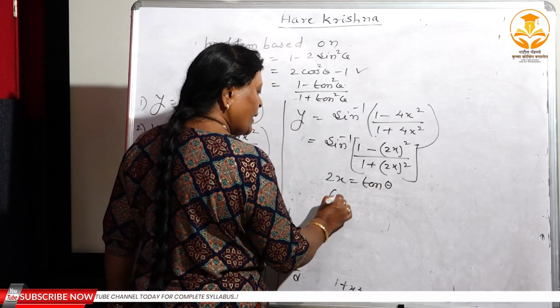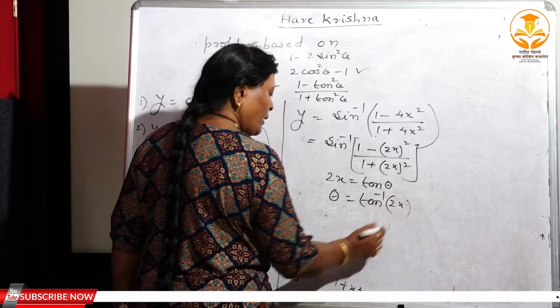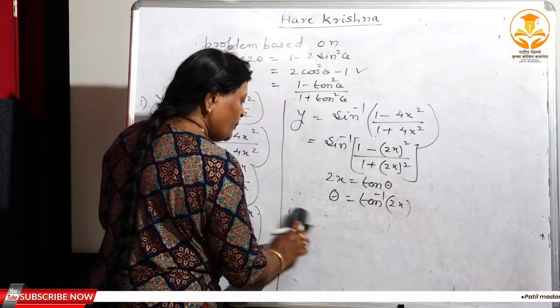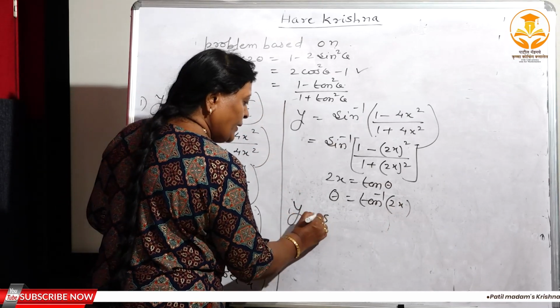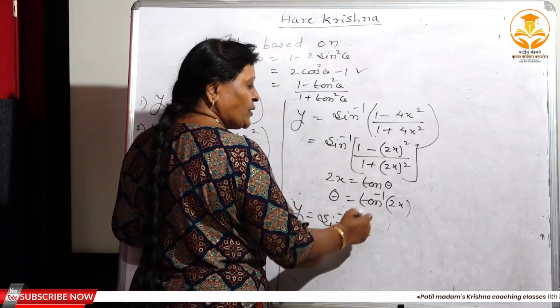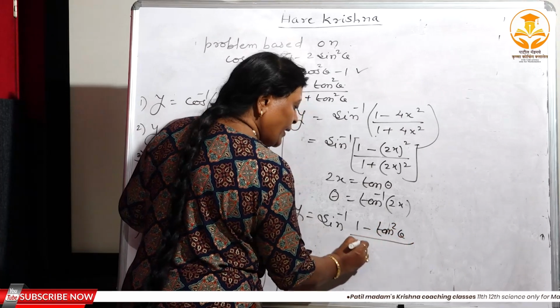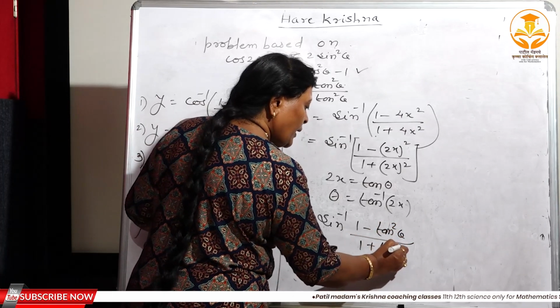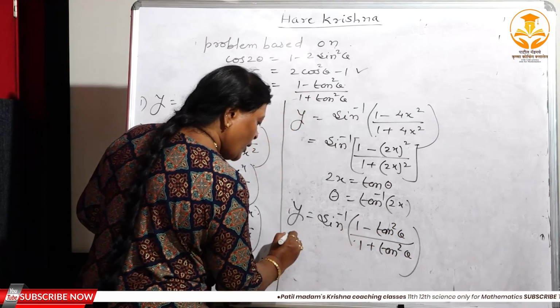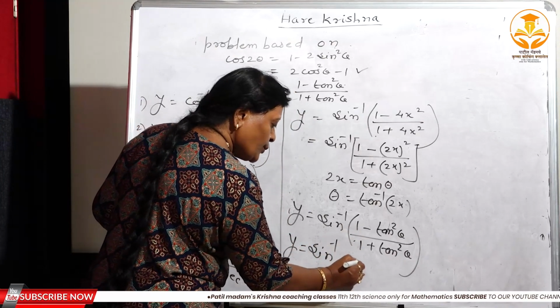Therefore theta is equal to tan inverse of 2x, right? Again y is equal to sine inverse, here 1 minus, in place of 2x you can substitute tan theta, means tan square theta divided by 1 plus tan square theta, and again this is the formula of cos 2 theta, sine inverse cos 2 theta.